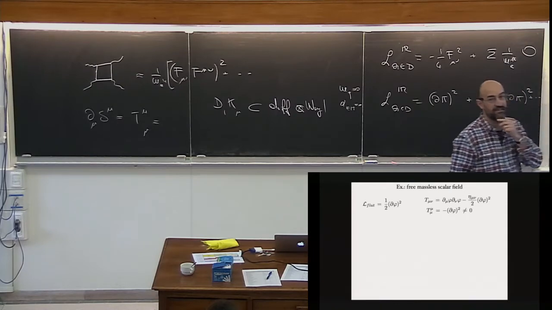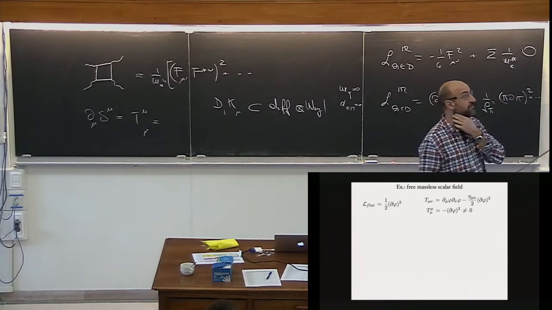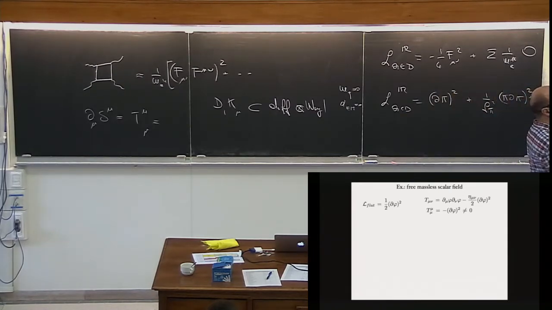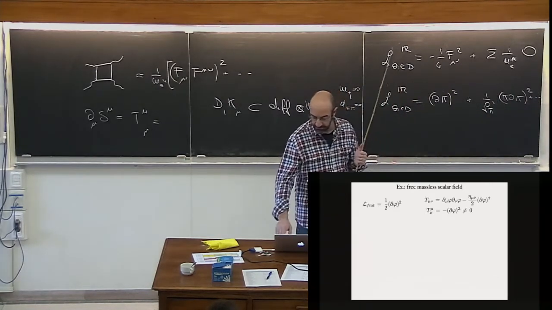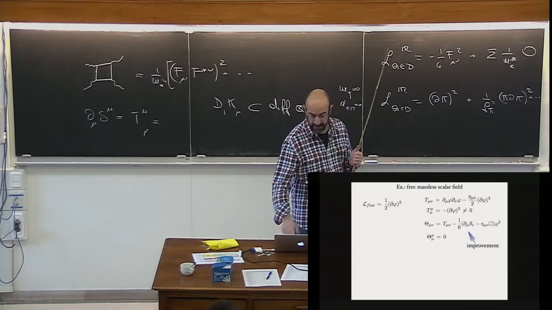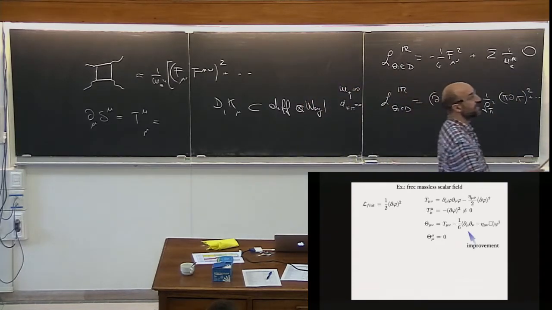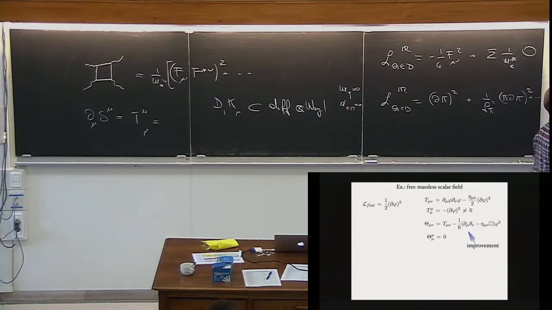I investigated the issue of conformal invariance. In particular, I looked at the trace of T mu mu. The trace of T mu mu is not 0, so the theory doesn't look directly conformal invariant. However, you can define an improvement of T mu nu in the following way.